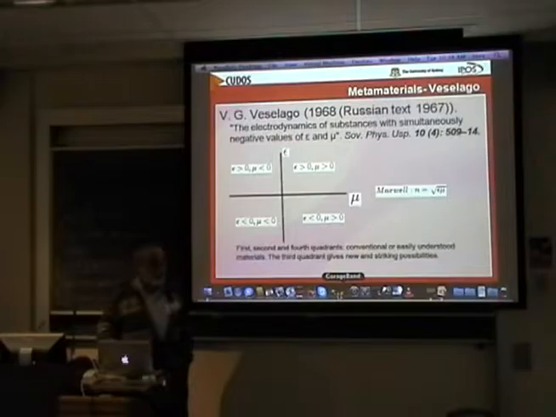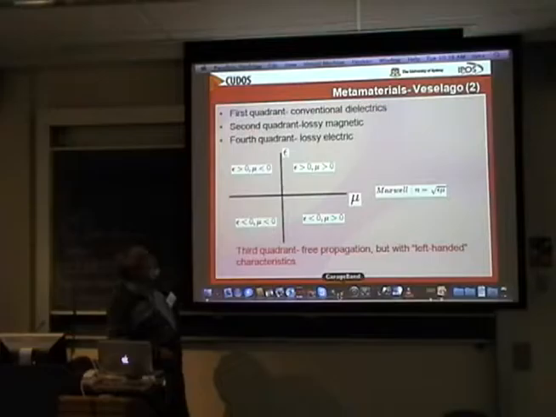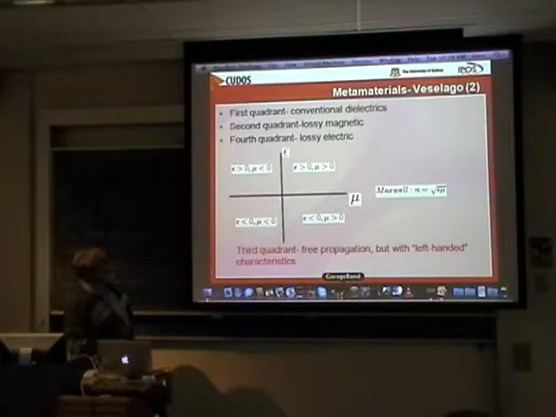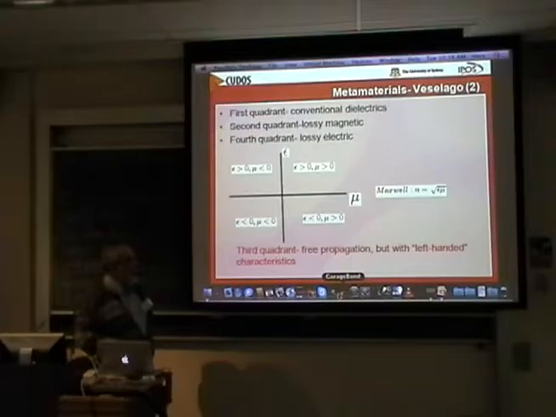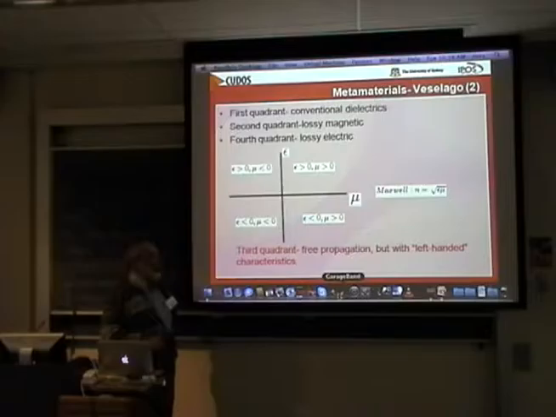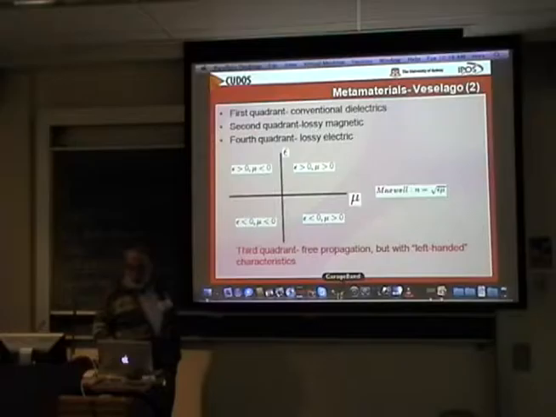Veselago found out about. So just repeating that, the first quadrant, conventional dielectrics, second quadrant, lossy magnetic, fourth quadrant, lossy electric. The third quadrant gives you free propagation, but as Veselago found out, the characteristics are in a way left-handed because things go in the opposite direction to what you expect.